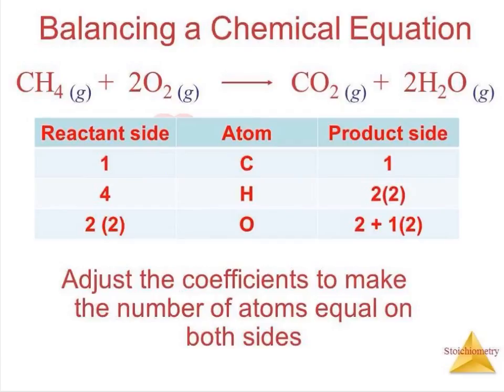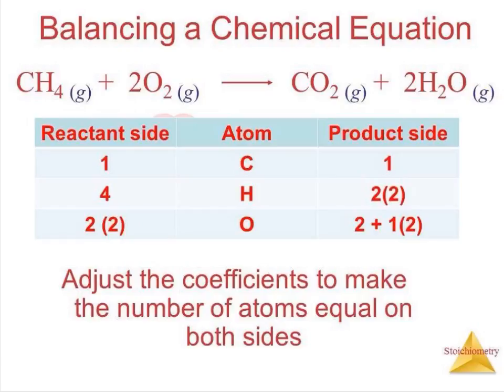we adjust the coefficients to make the number of atoms equal on both sides. Coefficients, as discussed earlier, are inserted before every symbol or formula to tell the number of molecules. For example, in this equation once again, we have the coefficient for the number of carbon, hydrogen, and oxygen atoms. For the case of carbon, since the carbon atoms on the product and the reactant side are equal, we move on to hydrogen. For the reactant side, hydrogen has 4 atoms. On the other hand, on the product side, we only have 2 atoms.